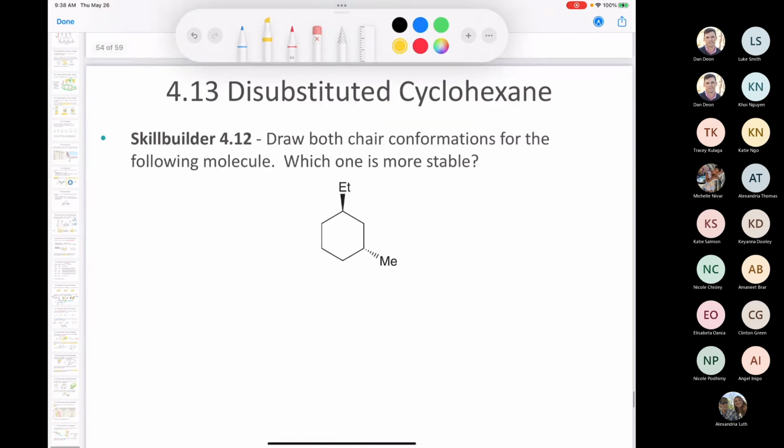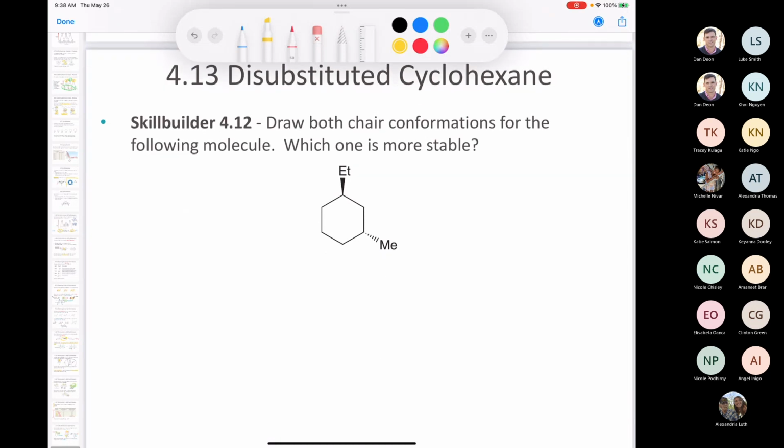Let's see here. It says, draw both chair conformations for the following molecule. Which one is more stable? So first thing we'll do is draw the two chairs. First we'll draw one where there's a carbon going up and to the right, so we'll draw one that looks like this. And then we'll draw one where the carbon is going up and to the left.